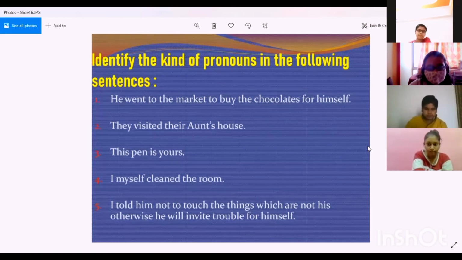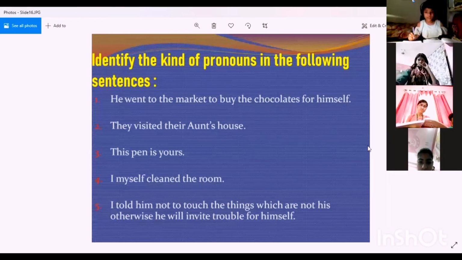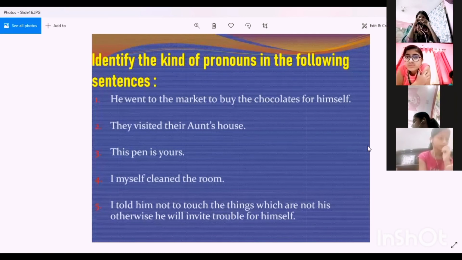Prajem, what is your answer? Ma'am, both are possessive. Anybody else having a different answer? Navya? Ma'am, they and there are, ma'am, they is a personal pronoun, and ma'am, there is also a personal pronoun.